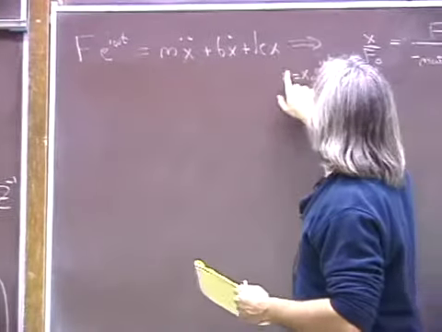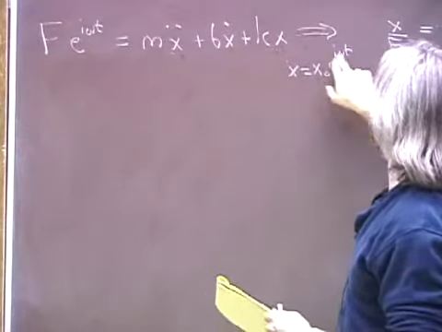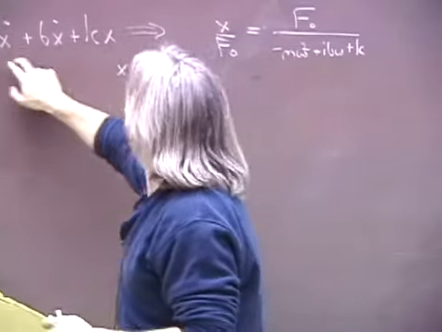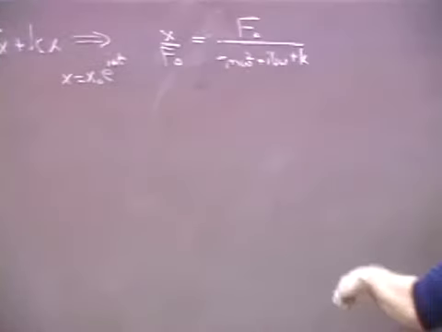The x in here just comes out with an e to the i omega t. We take a first derivative. That brings out an i omega in front. So there's one power of omega. The second derivative takes two powers of omega in front, so m omega squared.